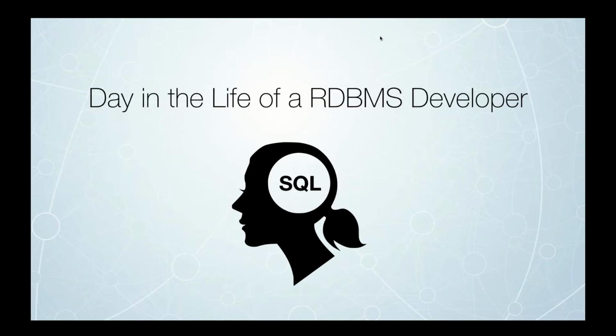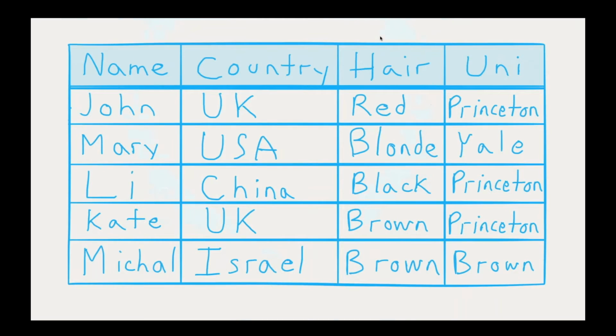Great, so let's jump into the day in the life of a relational database developer. What are they thinking about? SQL. And they're very familiar with structures like this. So this is a table. Here we have some information about students, the country that they're from, their hair color, and the university that they went to.